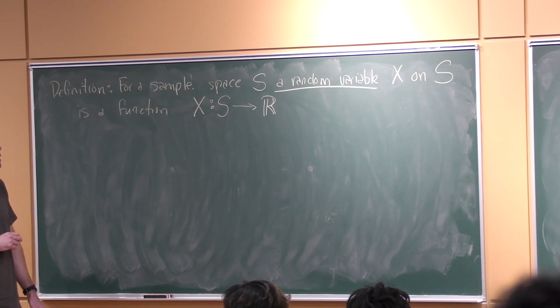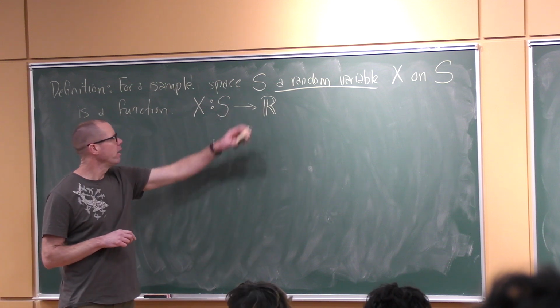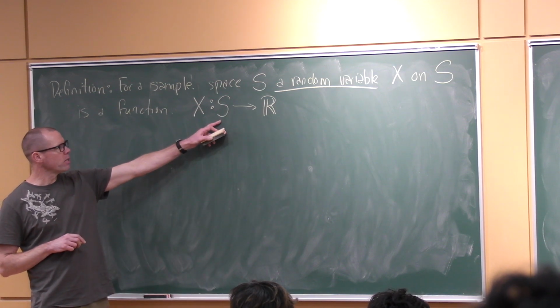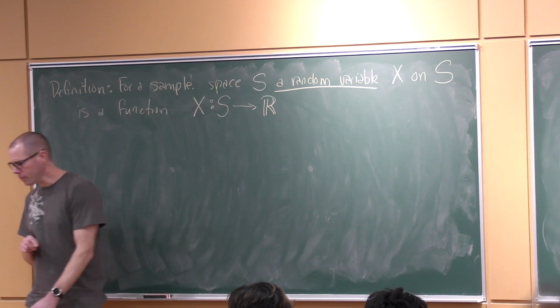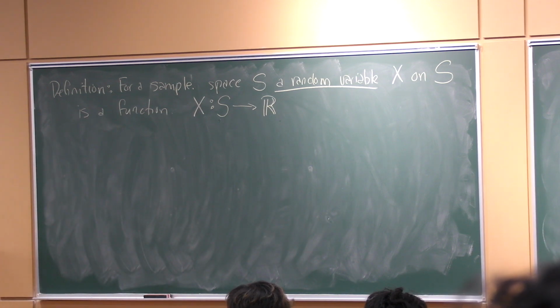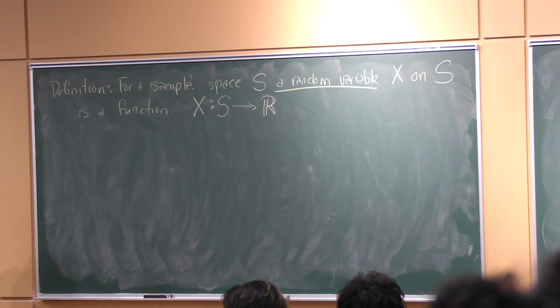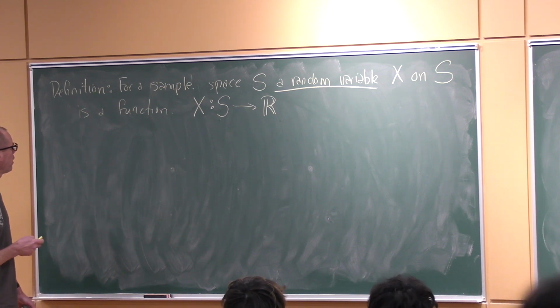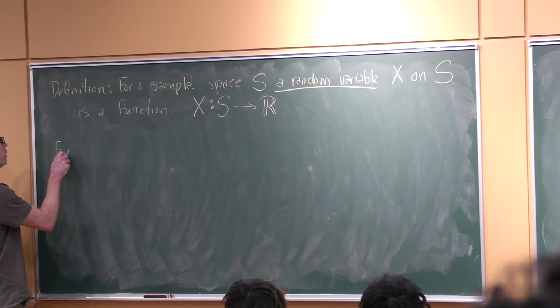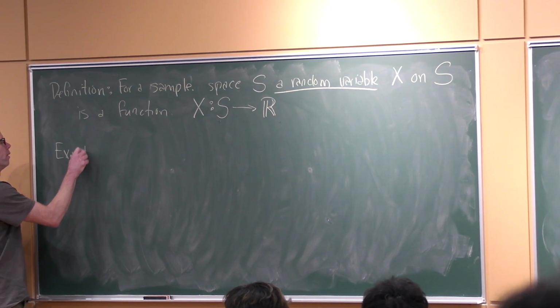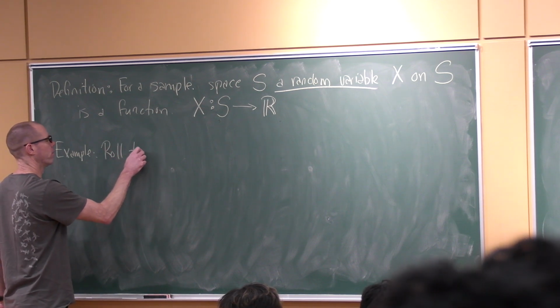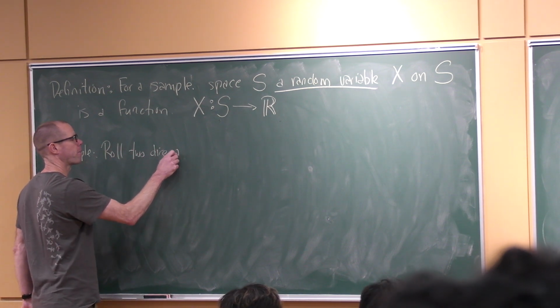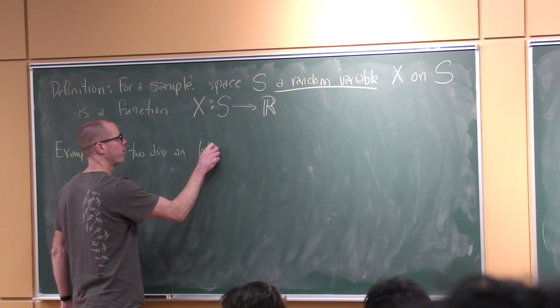So in fact, you don't even need a sample space. All you need is a set, and it's just a function that takes elements from that set and maps each element to a real number. Okay? So we've seen things like this before. In fact, we've seen the following example. When we roll two dice and take their sum.